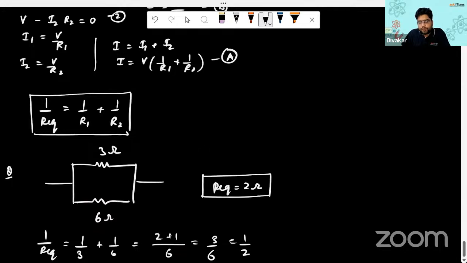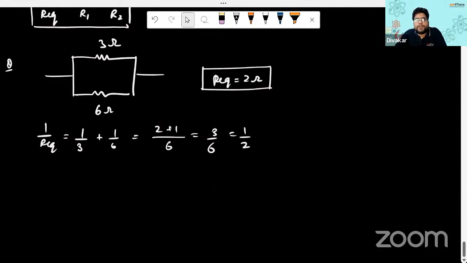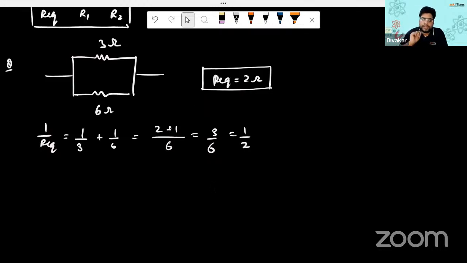So here, if you want to solve questions, what will you do? You will find out 1 by R1 plus 1 by R2 and finally take the reciprocal, because that is the point where a lot of students make mistakes. They solve it correctly, they do everything fine, but finally they forget to take the reciprocal. So make sure you are taking the reciprocal at the end.